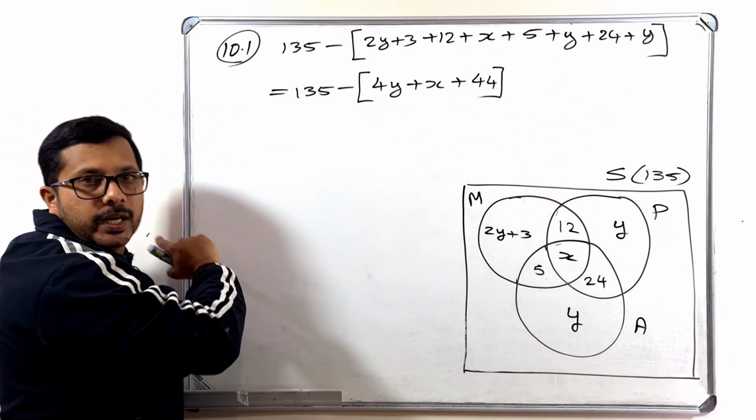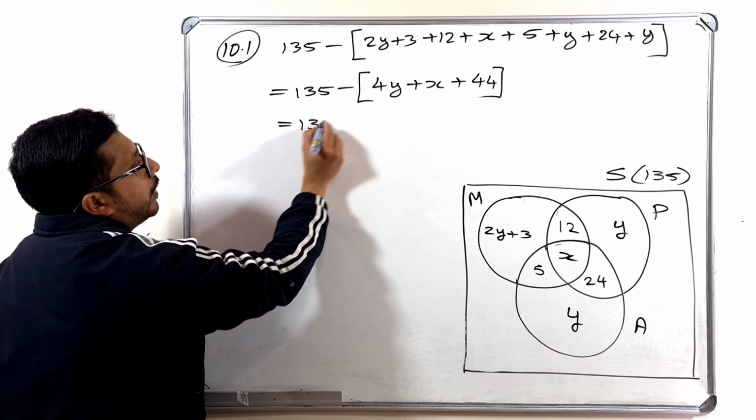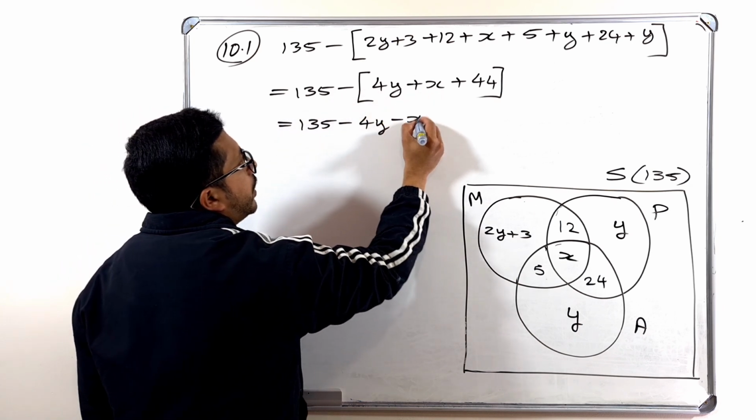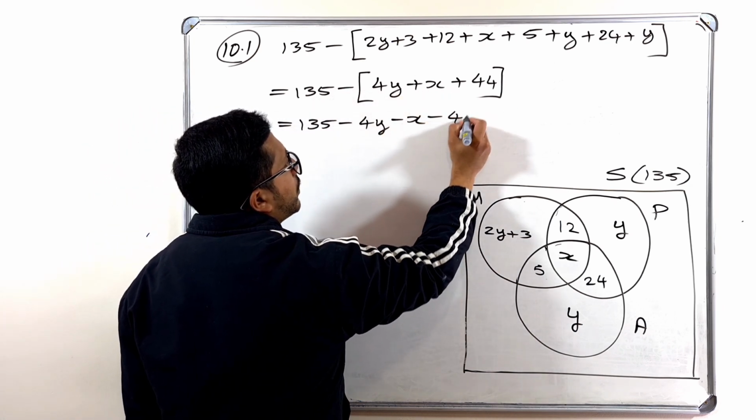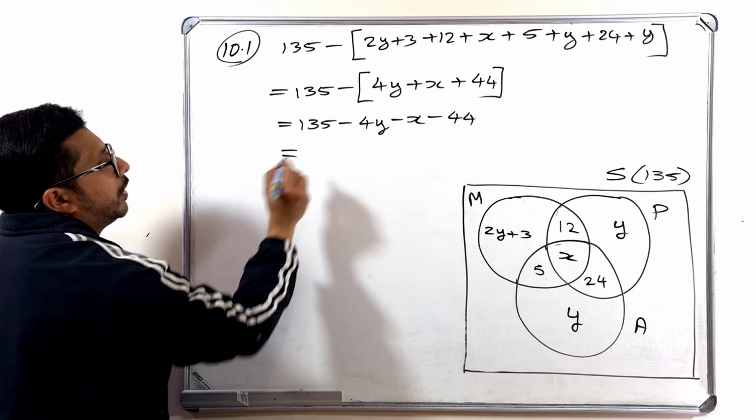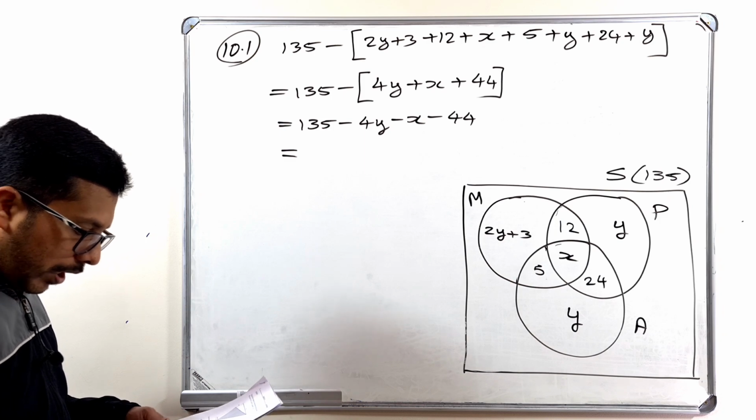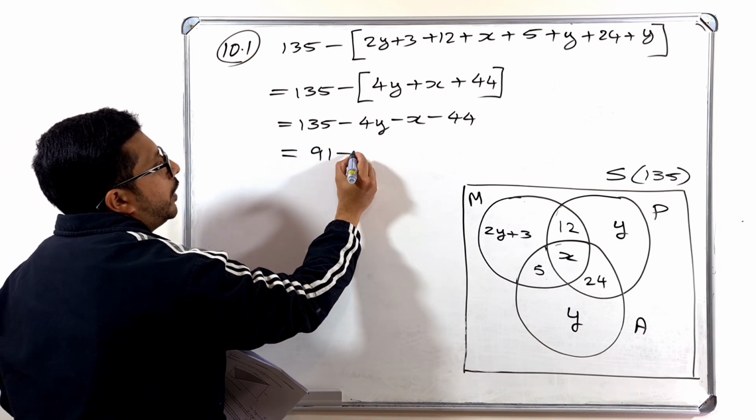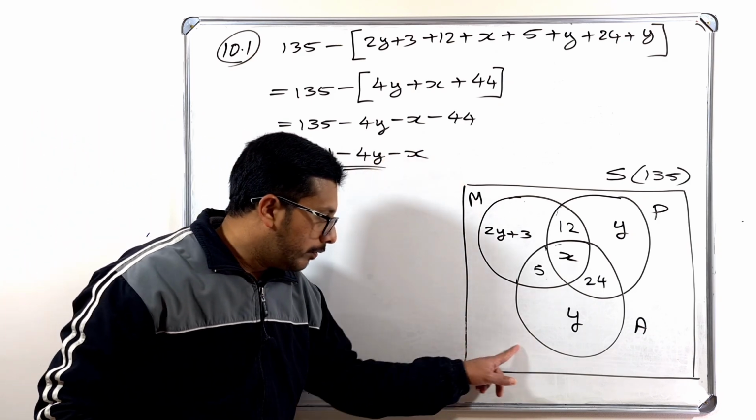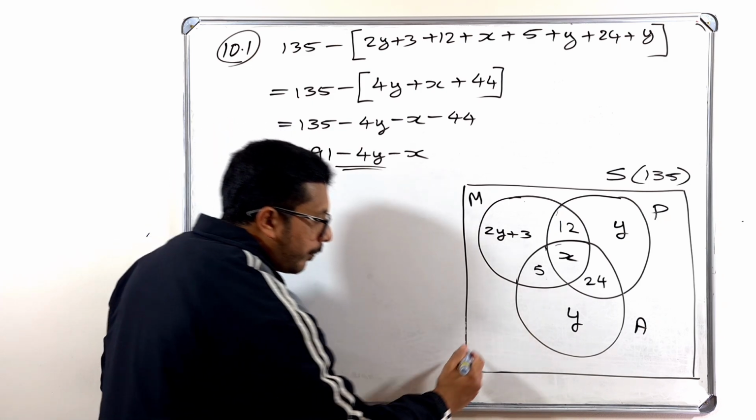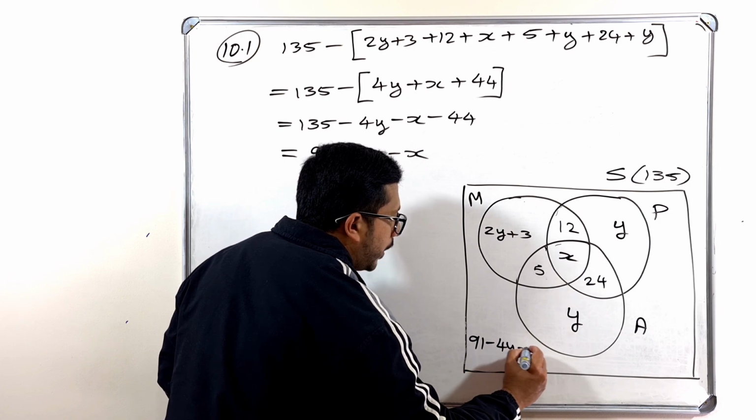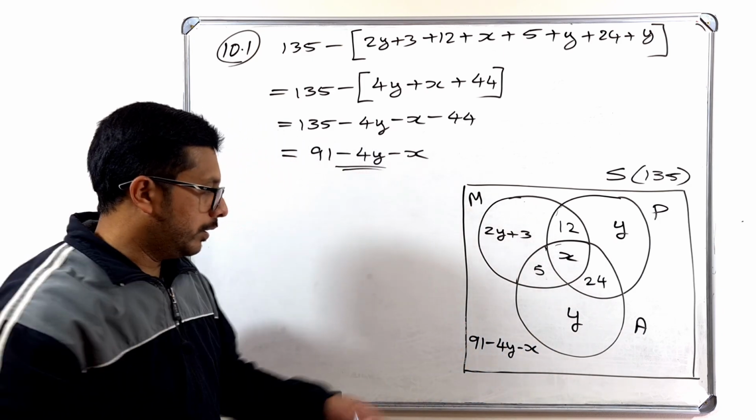Now we can expand this bracket. So it is 135, minus 4y, minus x, minus 44. What is 135 minus 44? That is 91. So it is 91 minus 4y minus x, and that is the number that is supposed to be here.